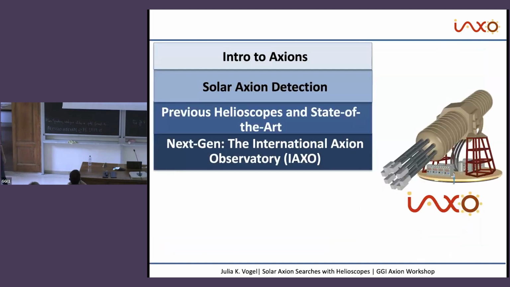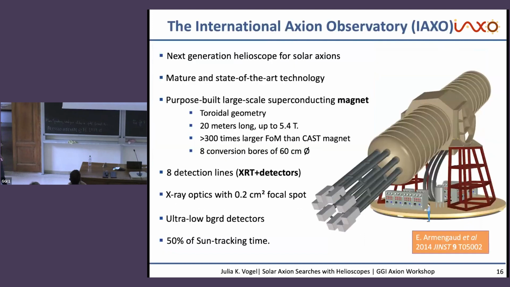So let's go over to the next generation of axion helioscopes, the International Axion Observatory. It's, as I mentioned several times already, mature, but at the same time, it uses state-of-the-art technology. And there are a few kinks we have to iron out to build this experiment. We're going to have a purpose-built, large-scale superconducting magnet, as opposed to the recycled LHC magnet at CAST.